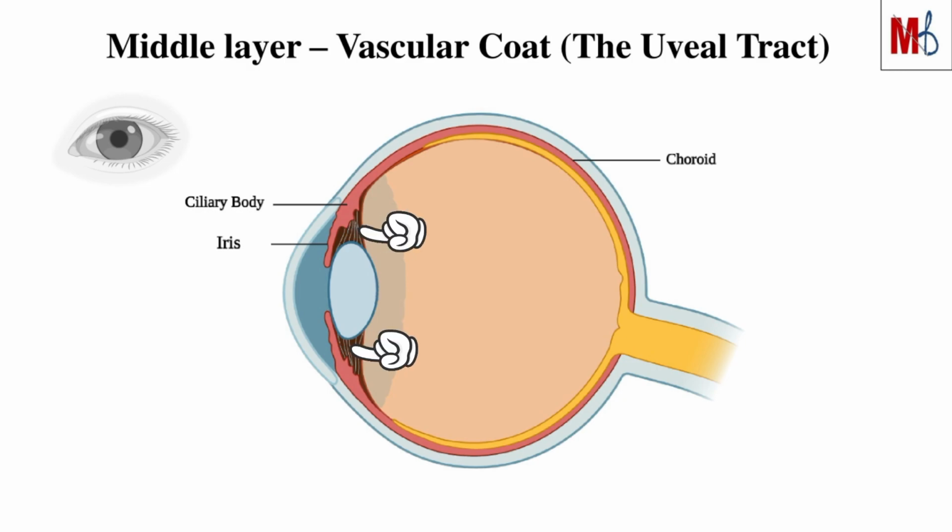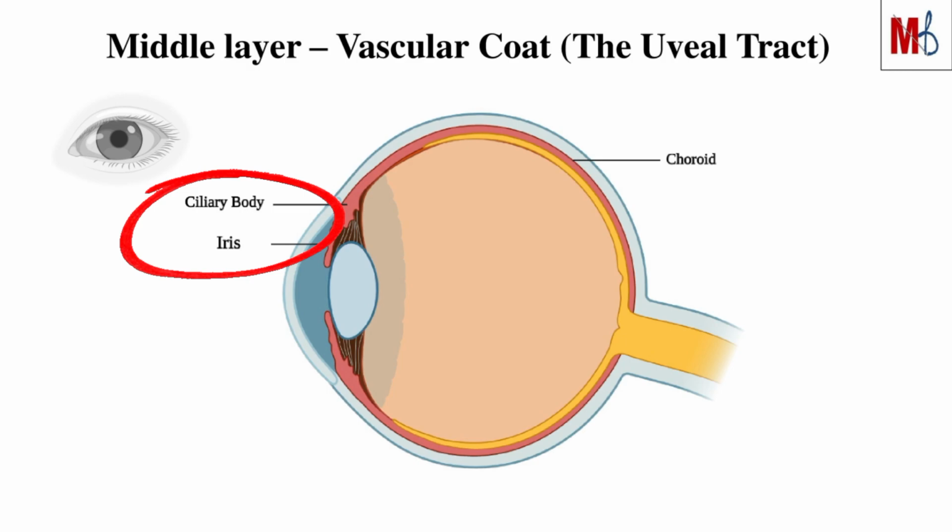Here you can see suspensory ligaments coming from the ciliary body. These suspensory ligaments hold the lens. As you have seen, the iris controls the movement of the pupil and regulates the amount of light entering the eye, while the ciliary body regulates the lens. Together, these two structures help to focus the light on your retina.